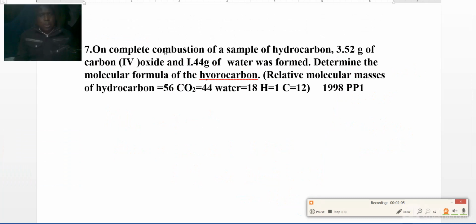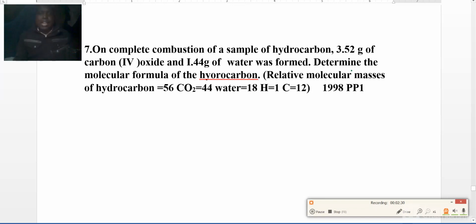On complete combustion of a sample of hydrocarbon, 3.52 grams of carbon dioxide and 1.44 grams of water was formed. Determine the molecular formula of the hydrocarbon. The relative molecular mass is 56. We have been given all those.